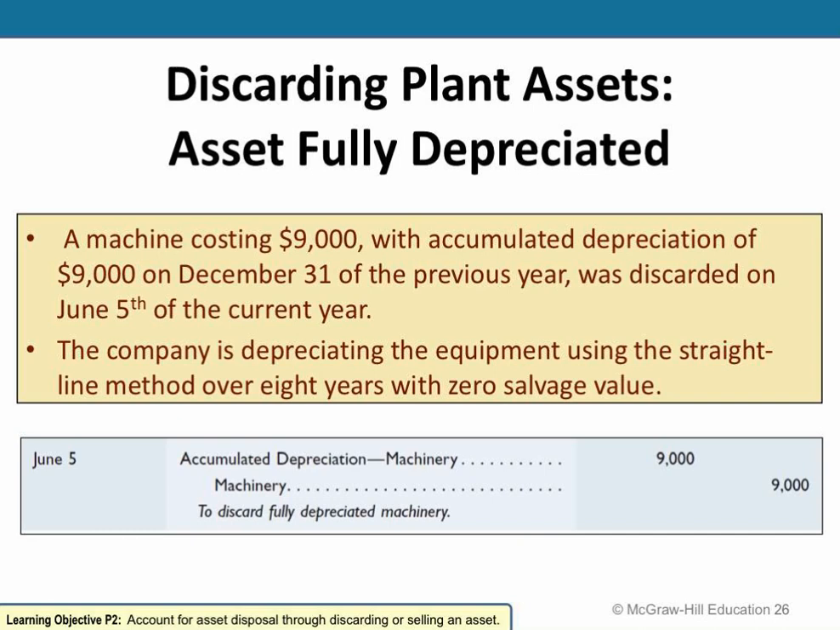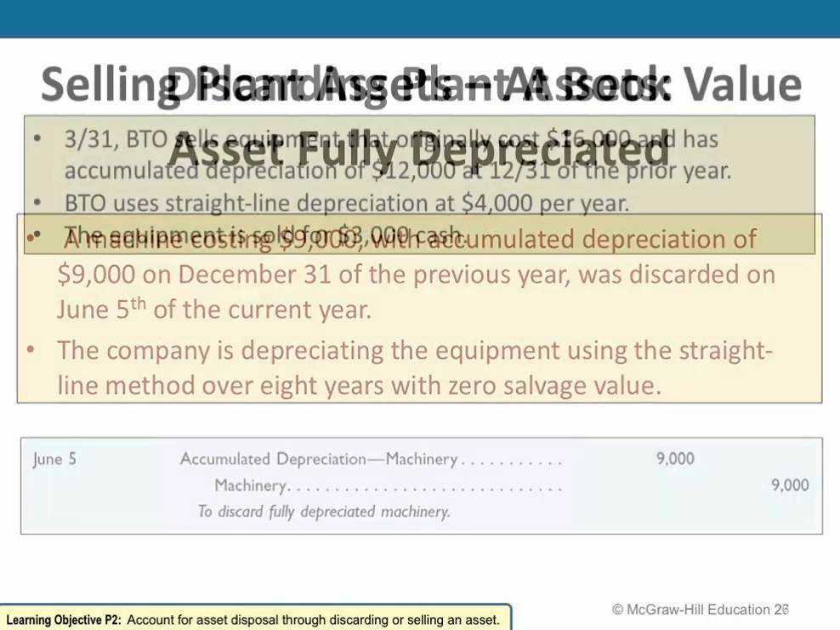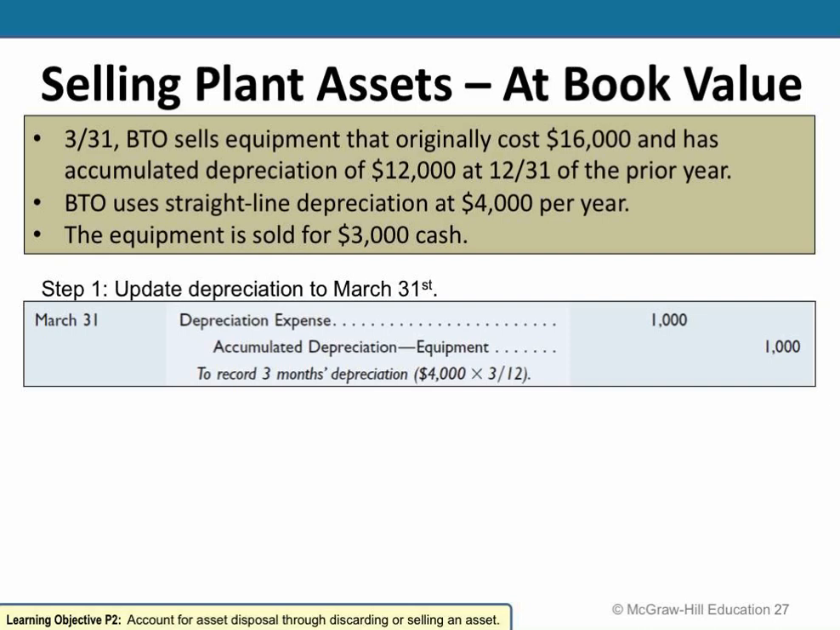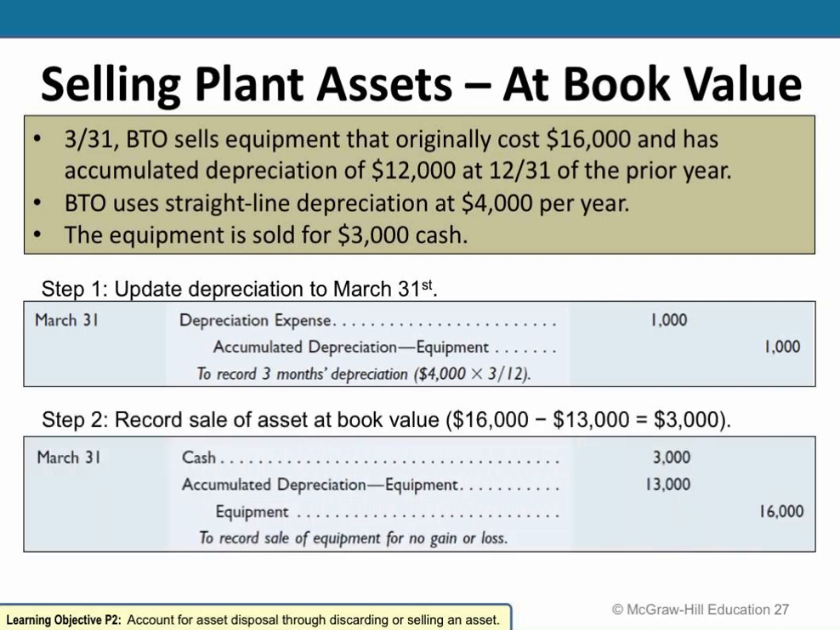So we're going to do the reverse. We're going to debit accumulated depreciation by $9,000 to remove that, and we're going to credit the machinery or the equipment by $9,000 to remove it. So if we sell the plant asset at book value, then over time we're going to take our depreciation expense and credit our accumulated depreciation. If we sell that asset that's worth $3,000 in net value, we're going to debit cash by $3,000.